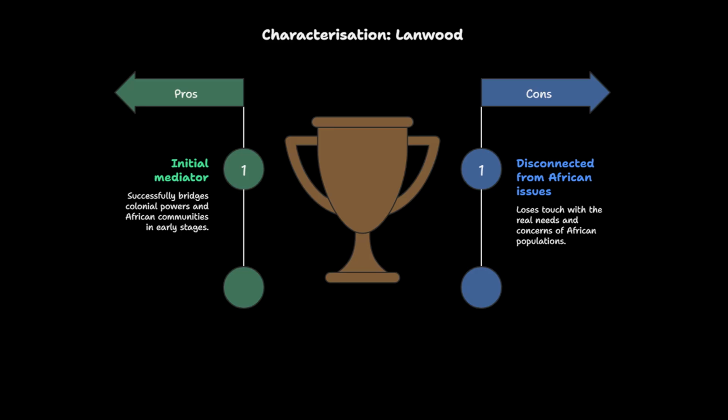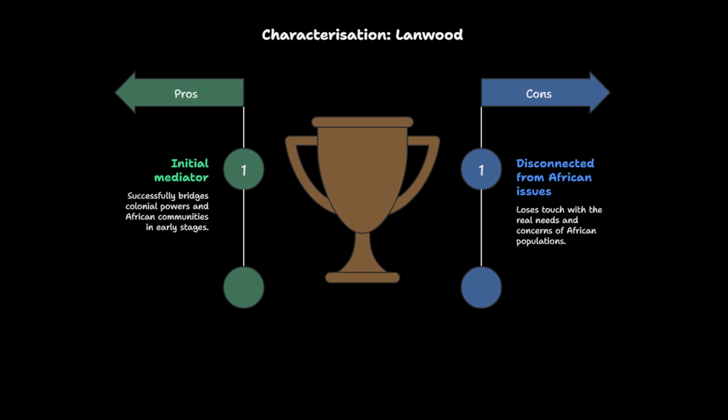Now, another character that we'll look at and who I believe is significant is Tom Lanwood, who, although his character starts off strong, ends up significantly diminished. Lanwood is from the onset presented as the reason behind Udomo's dream to liberate Africa and as an intercessor between the colonial powers and the Africans back home.